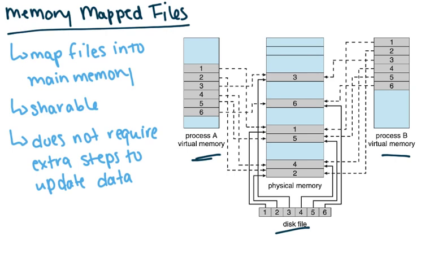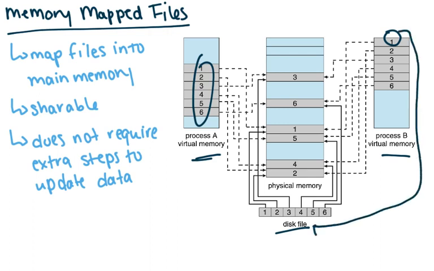So now, alternatively, what would have had to happen is, say these are all loaded in first, and then process B comes and decides, okay, I need one. What it would have to do is go to the disk and read one in. But now, since it's mapped into a memory spot, now it knows, okay, I don't have to do that. I can just go directly to where it's sitting in main memory and just use it.